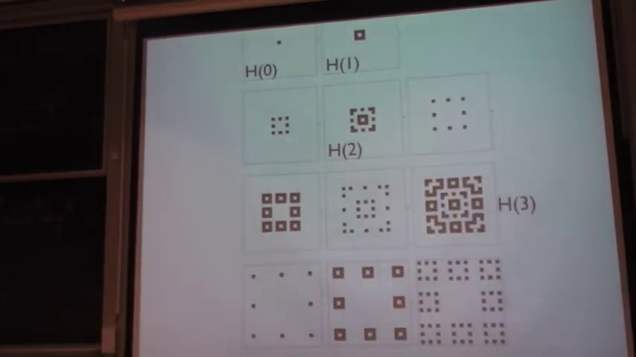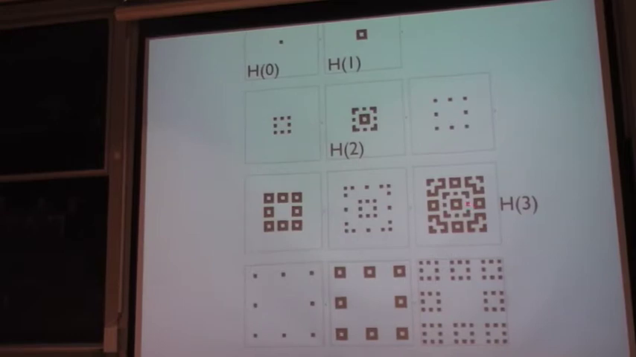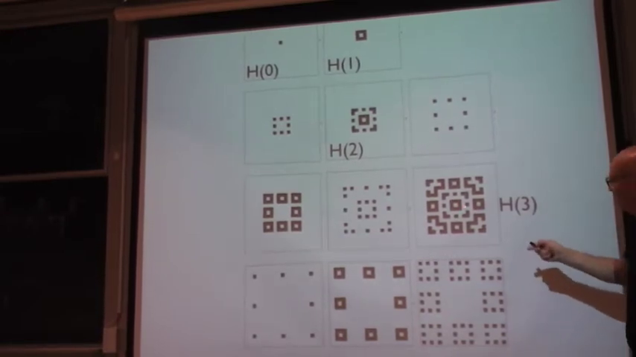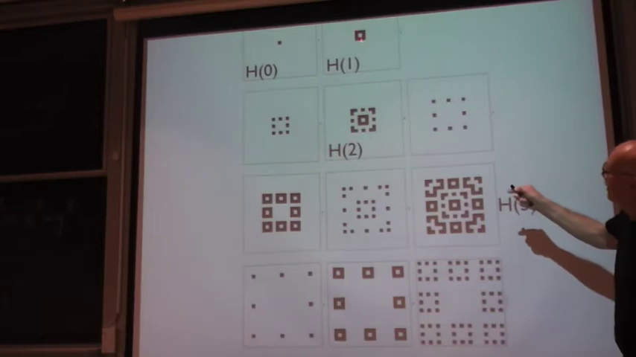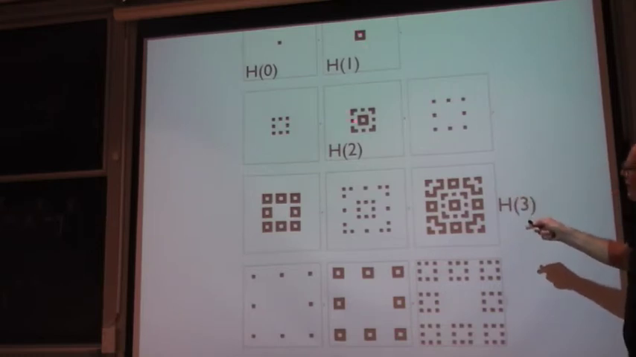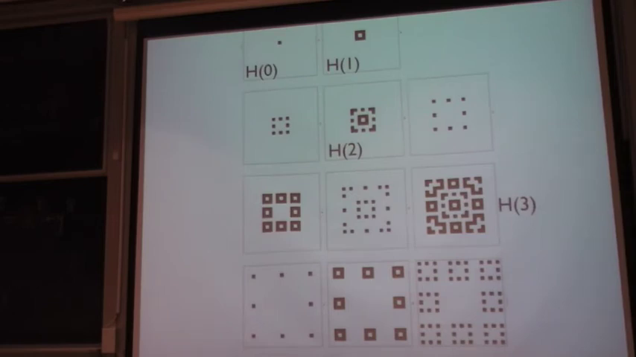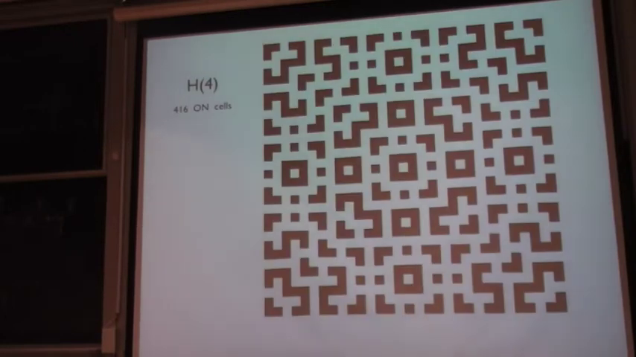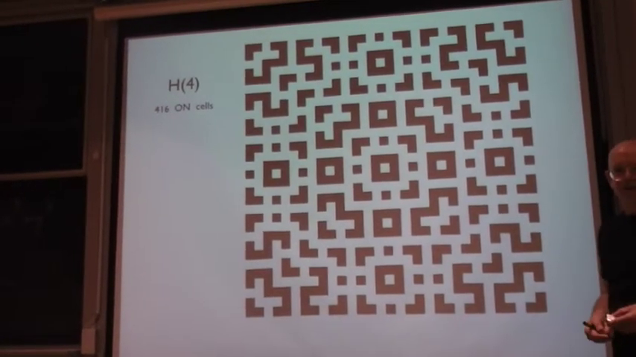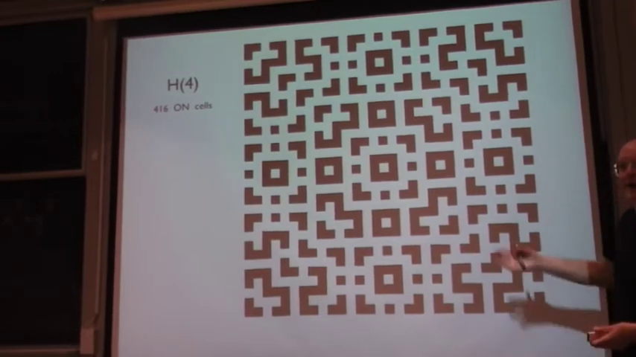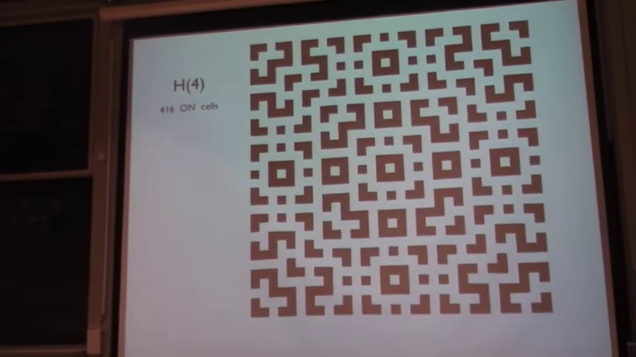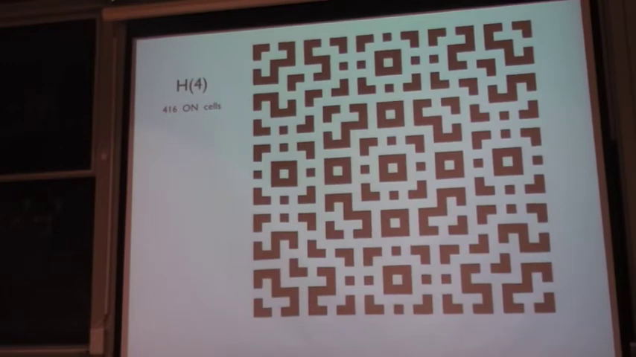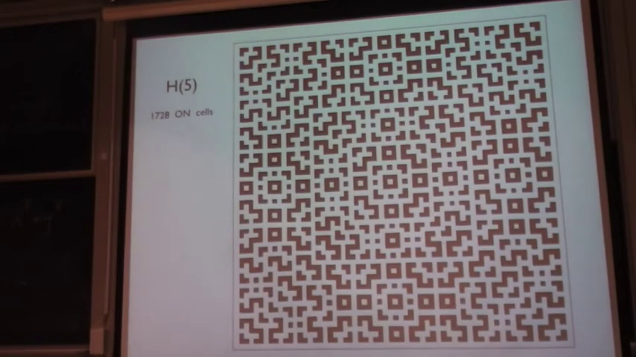Well, all right. There's h of 3, and you can see how many cells are on. h1 is easy. It's got 8 cells. This has whatever it has. Okay, here's h of 4 with 416 on cells. Why does that have 416 on black cells? That's the mystery. Here's h of 5. It has 1728 on cells.